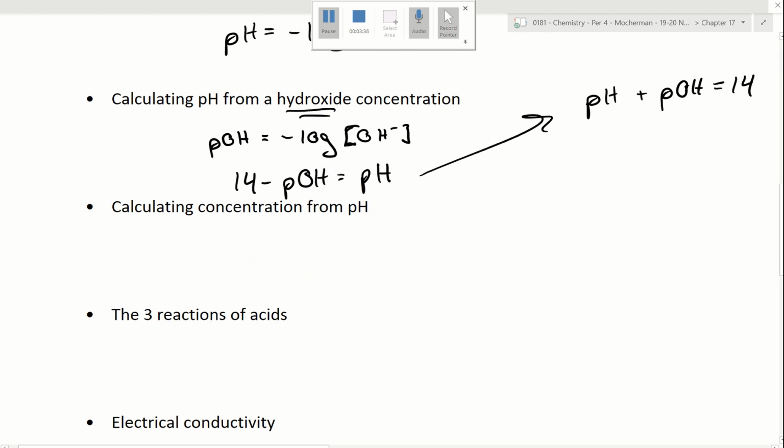Calculating concentration from pH: if you are given a pH to find the concentration, all we have to do is take 10 to the negative of that pH, and that will equal the concentration of H+. So that's your anti-log function, or second log on your calculator. You throw that in there as the negative pH, and that will give you your concentration of your hydronium.